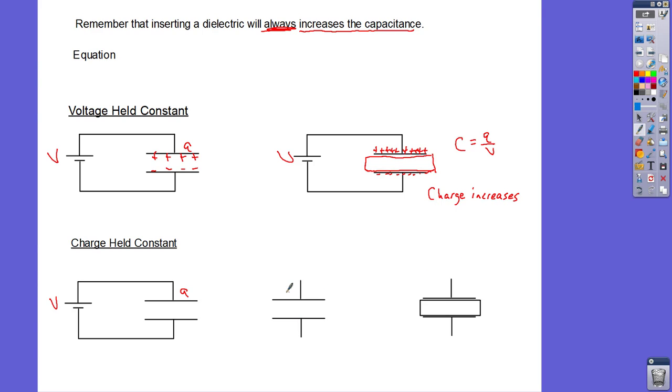So if charge is held constant, we're going to have the same amount of charge on there the whole time. I'm not going to do the negative plate. You get the idea. So that charge is still Q, still Q. Okay. So if we put the dielectric in there, and now we hook up a voltmeter and measure the potential difference there, again, the capacitance is equal to Q over V. So if Q remains the same and the capacitance has to increase with the dielectric, then that means the voltage decreases.